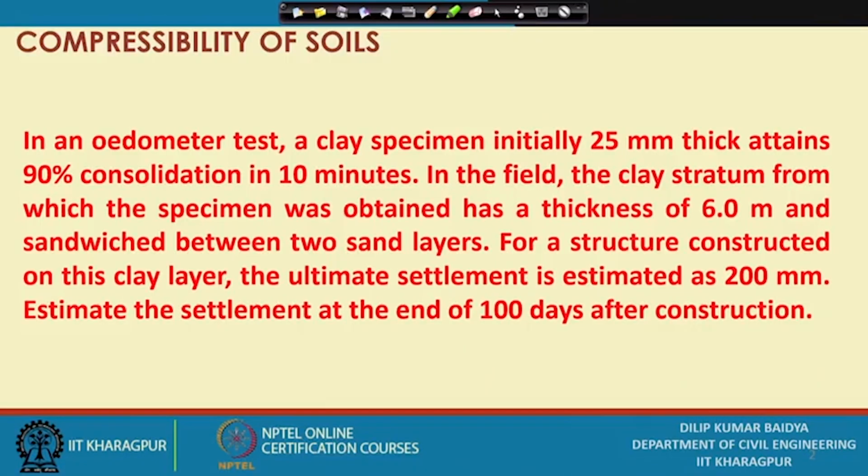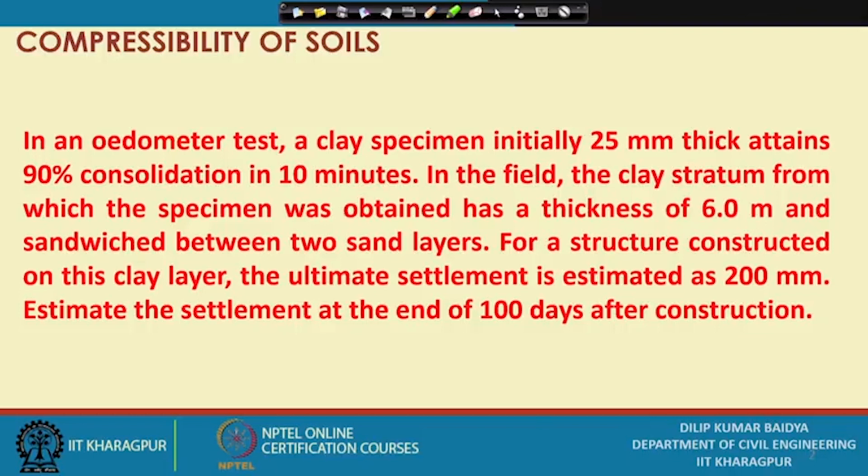You can see in an odometer test, that is the name for consolidation testing, it has a standard dimension, that means diameter and thickness. Thickness sometimes varies, 12 to 20 millimeter, sometimes it can be changed also. The clay specimen, initially 20 millimeter thick, attains 90% consolidation in 10 minutes. By giving that, we are getting some information, that means you will get the soil property.